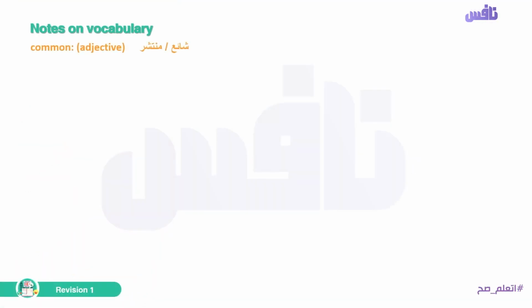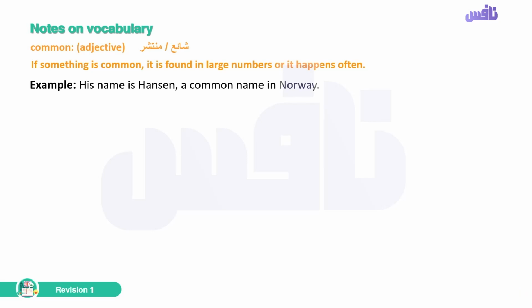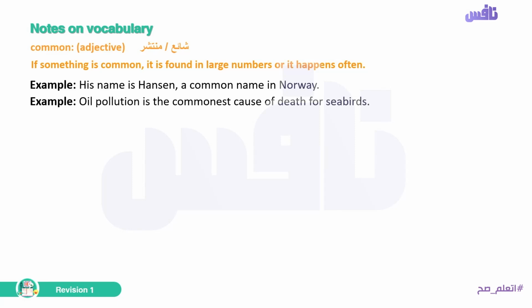The first word we have is common. Common is an adjective which means شائع أو منتشر. بيقول لنا if something is common, it is found in large numbers or it happens often. We have an example. بيقول لنا his name is Hanson, a common name in a way. Example. Oil pollution is the commonest cause of death for seabirds.